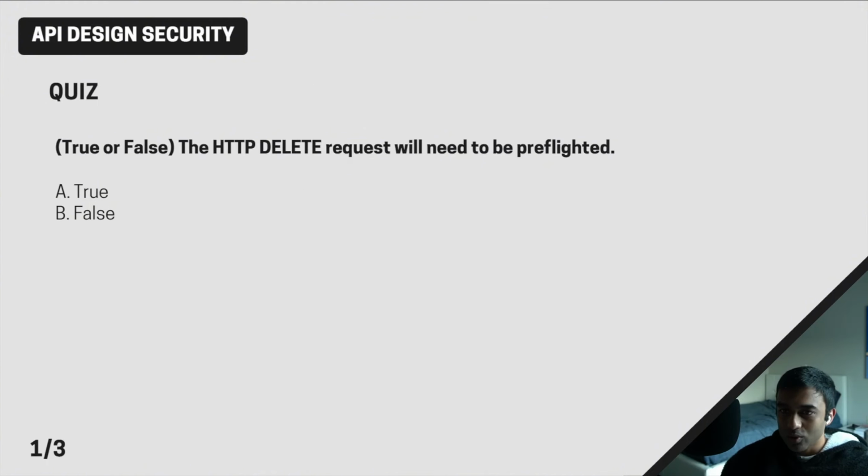So let's do a quick quiz. The HTTP DELETE request will need to be pre-flighted. So there are two types of requests. There's simple and pre-flighted. If it's not simple, it will have to be pre-flighted, if it's a CORS request, right? And so for it to be simple, the allowed methods are GET, POST, and HEAD. And since DELETE doesn't fall into any of these, it will have to be pre-flighted. So the answer is A, true.